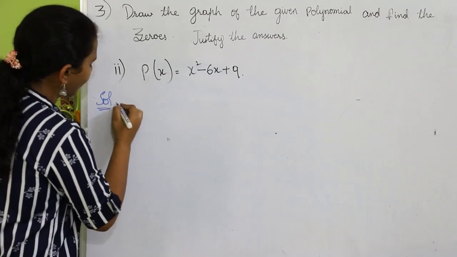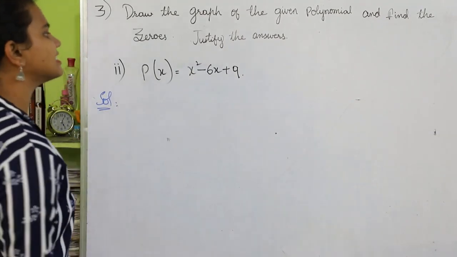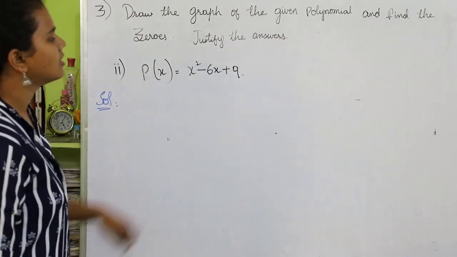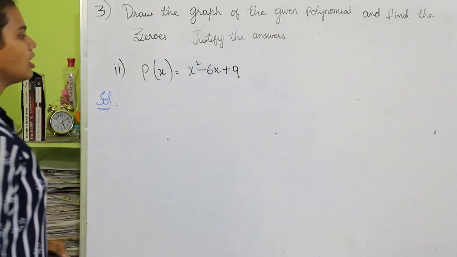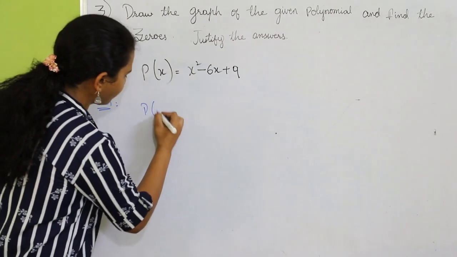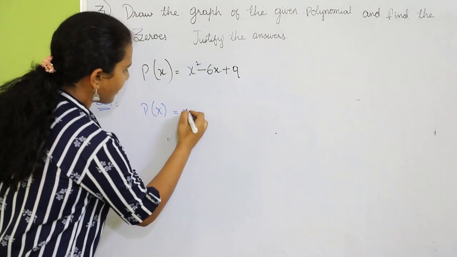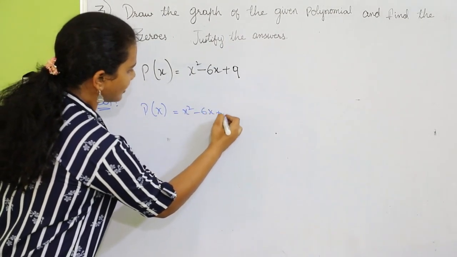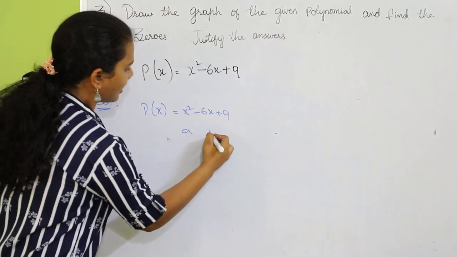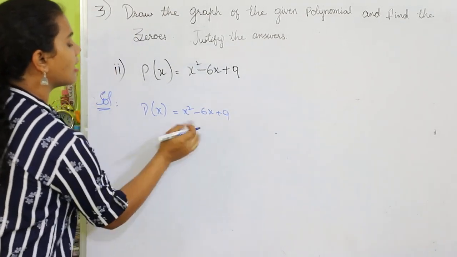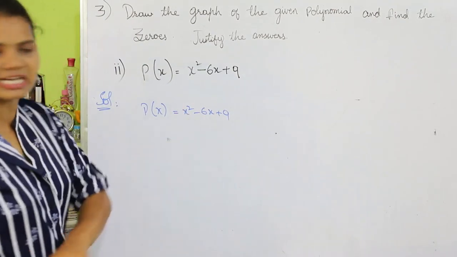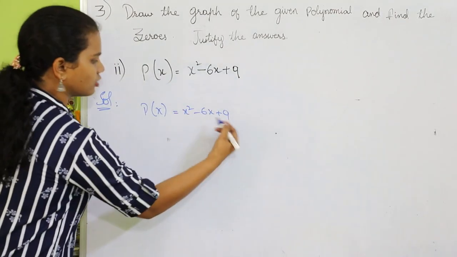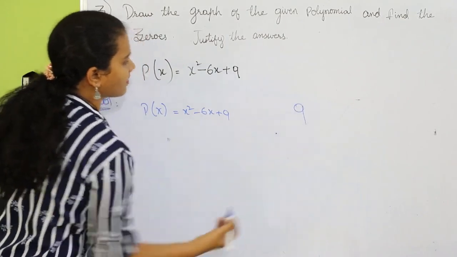Solution. So the given polynomial is x square minus 6x plus 9. Here p of x equals x square minus 6x plus 9. Let this be a, b, c. So a into c, where here you have 1, since we don't have any value, just consider 1 over there. So 1 into 9 gives 9. So now here 9 is the ac.